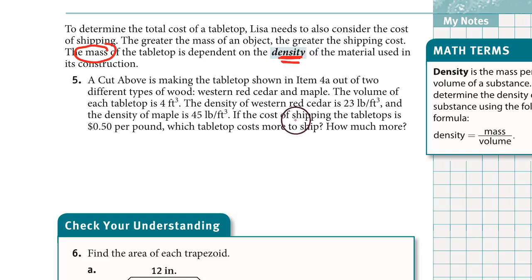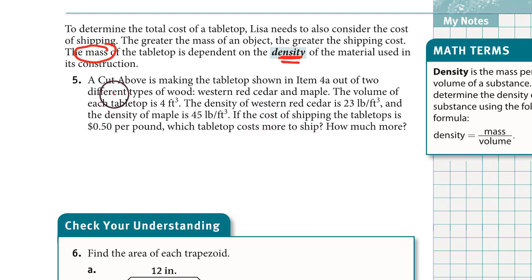For example, if you were to make a table out of lead, that would be very dense compared to making a table out of plastic. A table made out of lead that is the same size as one made out of plastic would be much more dense. It would have a lot more mass for the same sized table, and that would cost a lot more money to ship it.